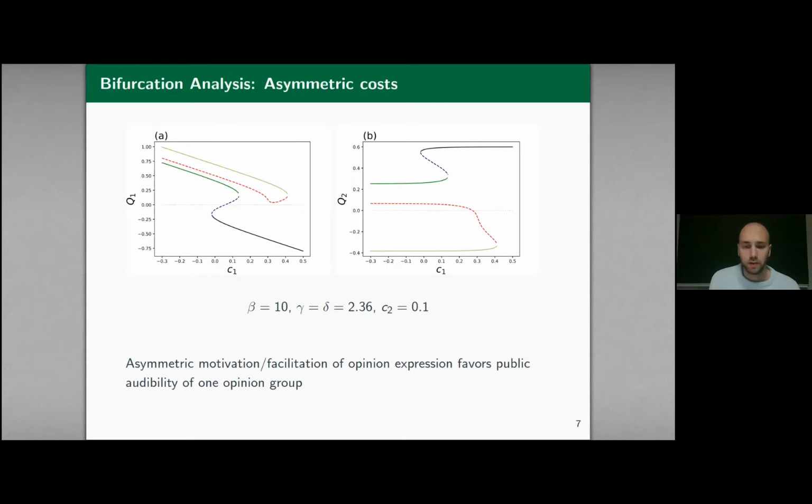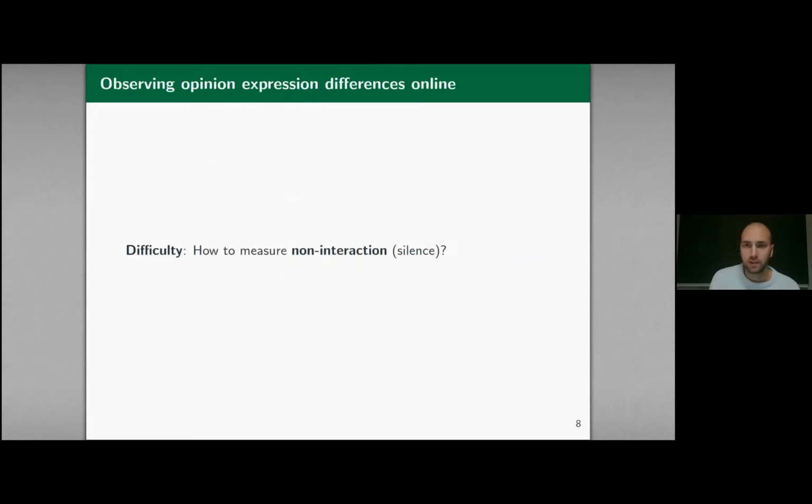I could go a bit more into detail now, but I also want to talk a bit about observing this willingness of opinion expression, especially online, in the last 3 minutes of my talk. And this poses some difficulty, because how should I measure in online data interaction that is not there? How should I measure silence? And we kind of found a method to at least get a bit at this for Twitter data.